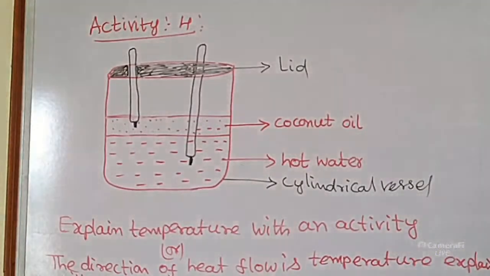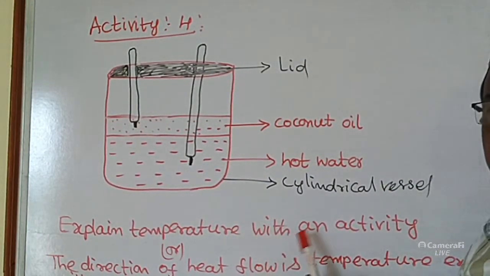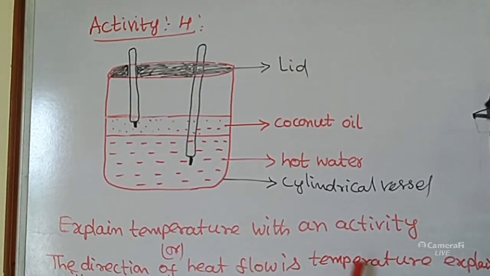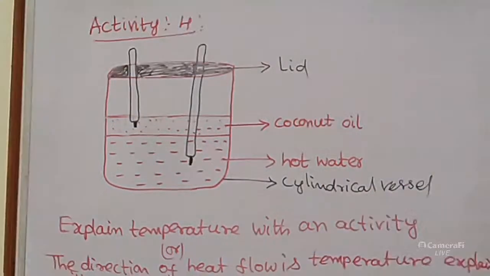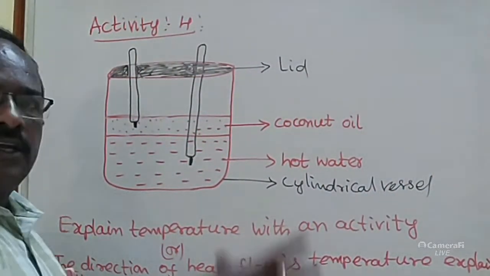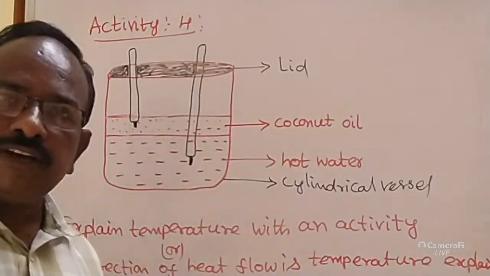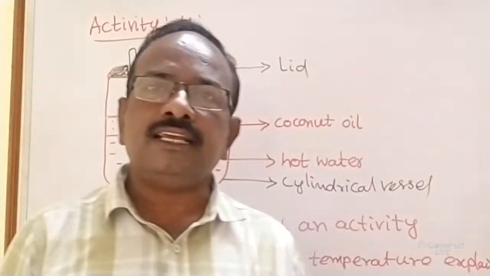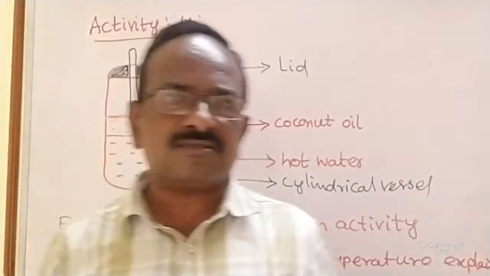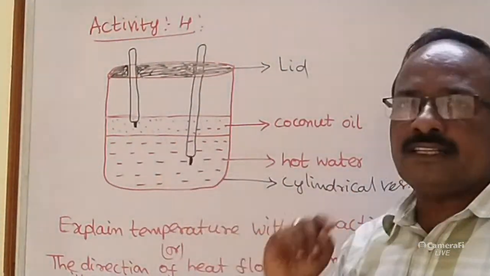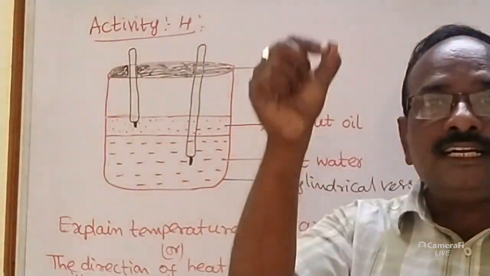Once again you can see: the direction of heat flow. Explain temperature with an activity. The direction of heat flow is temperature. So first of all, take a cylindrical vessel and fill it with hot water, nearly 60 to 70 degrees, no problem. 60 degrees Celsius. Now fill it with coconut oil gently.